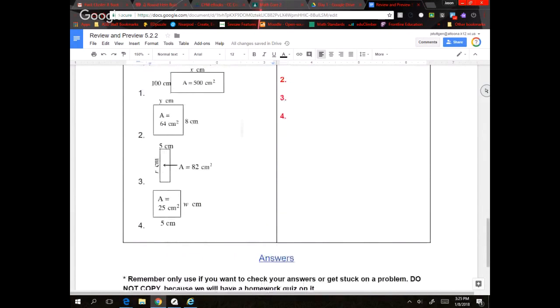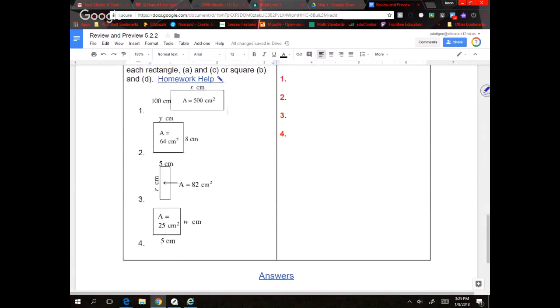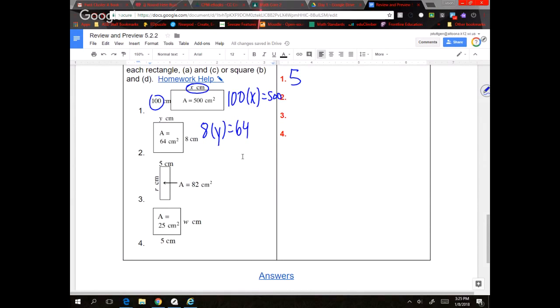Last one. I know when I multiply to find the area of a rectangle, I take the length times the width. So I multiply those together. So I know 100 times, in this case, x. And I'm not going to use the multiplication sign because that looks like 2 x's, and we don't want that. Times x equals 500. Well, I should know that 100 times 5 is 500. Next one, 8 times something is 64. I know 8 times 8 is 64.